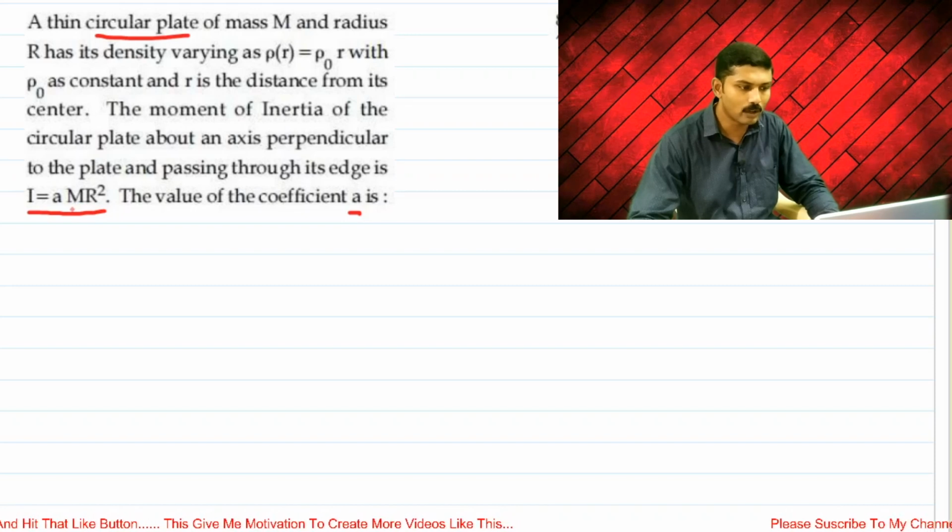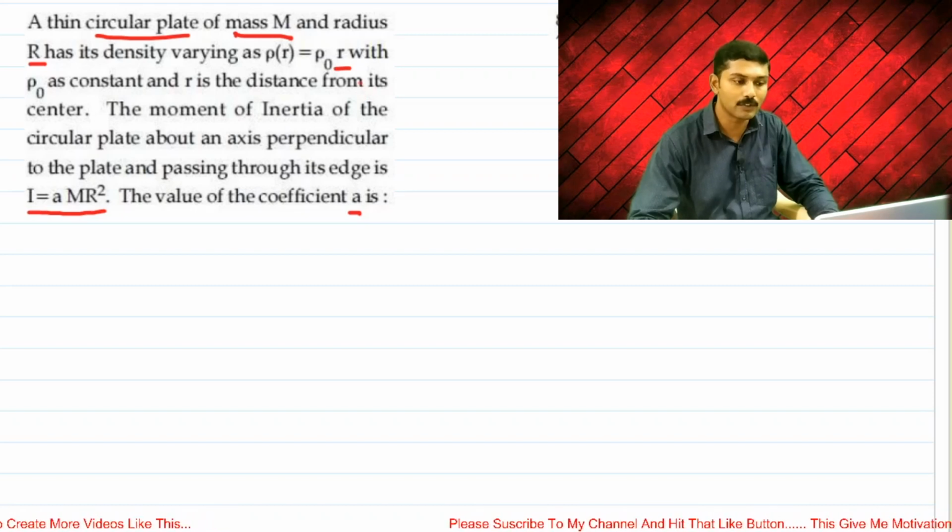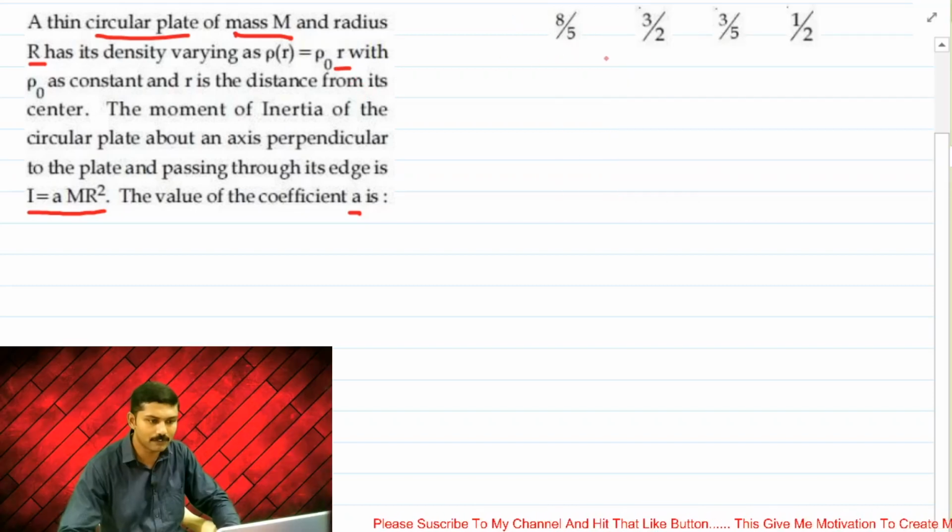We have to include m and r square. What is m? m is the mass of the disk, which is mentioned here, and r is the radius of the disk, which is also mentioned. But even though the total mass is given as m, the density is not a constant, but it varies with respect to distance, that is, from the axis of rotation. Options are given as 8 by 5, 3 by 2, 3 by 5 and 1 by 2.